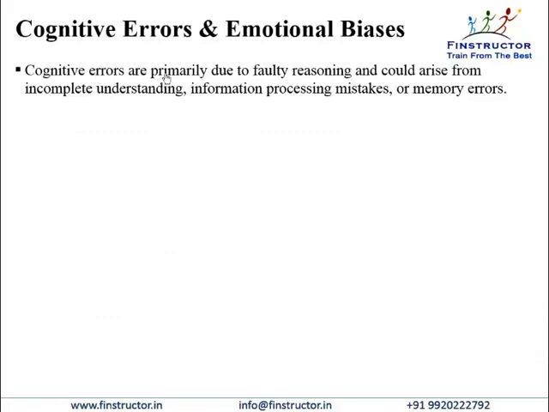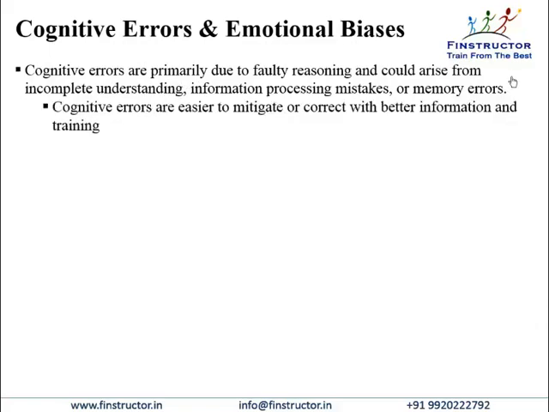So cognitive errors are the mistakes that individuals make due to faulty reasoning, and they could arise from many reasons: an incomplete understanding, information processing mistakes, or memory errors. Cognitive errors are the biases that creep in because of the human nature of the investor. These biases are relatively easier to mitigate, and better information, better training, and better information technology can help with these biases. Emotional biases are relatively tougher to deal with.